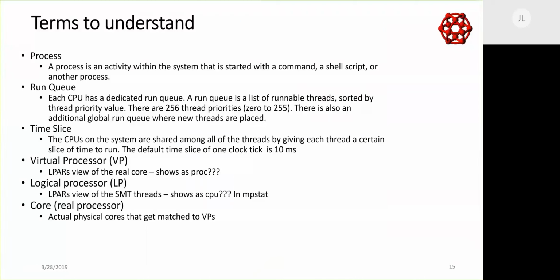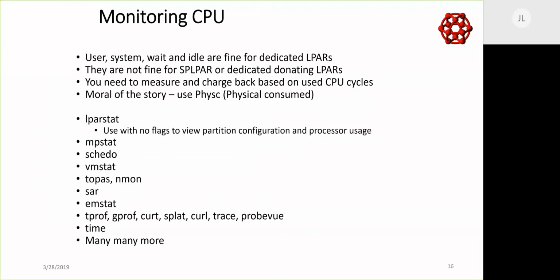Additionally, there is a global run queue, and when I talk about dispatching later, I'll talk a little about the difference between them. And I'm going to get into these other things in a little bit. I will mention with the time slice, the clock tick is 10 milliseconds, and so what you'll see is that that means that a dispatch window by default is 10 milliseconds, and we're going to talk about how you can impact that.